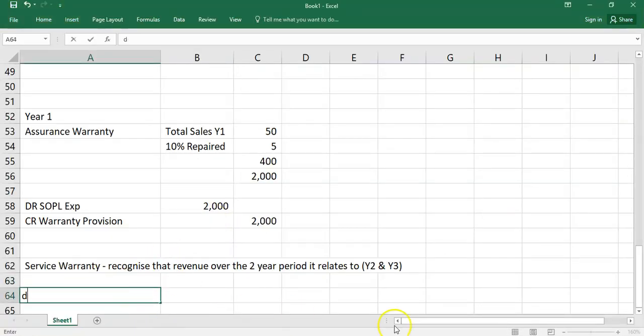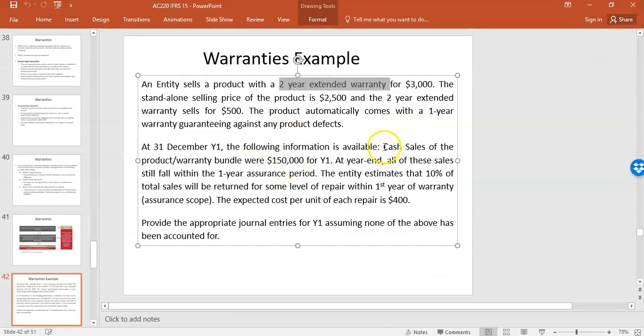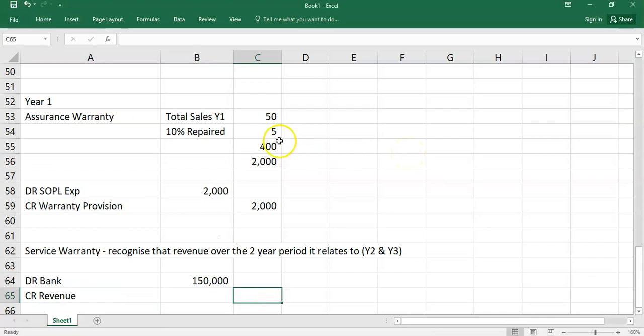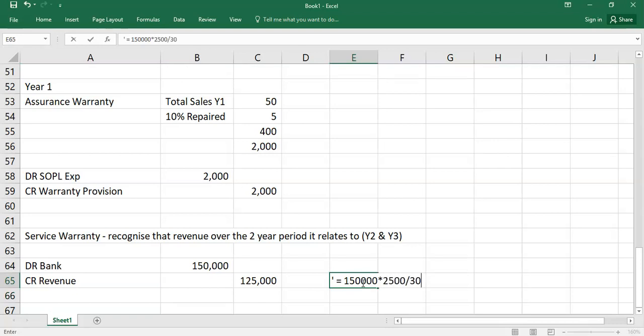So it will be debit bank, in this case 150,000, because that's how much you sold this year. They were cash sales, so the money is the debit bank. You will credit revenue the amount that's relevant to the product, which we said is 50 units in total, because we got the number of sales times 2.5. Or you could say that's the same as 150,000 in total, times 2.5 divided by the total 3. So you can get the portion.